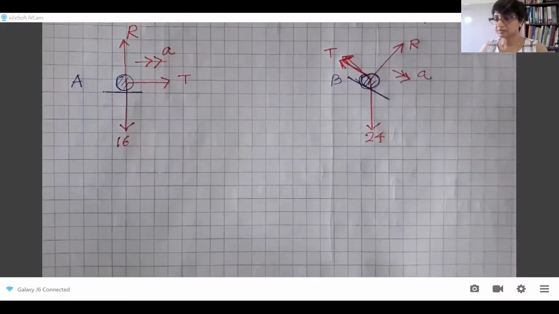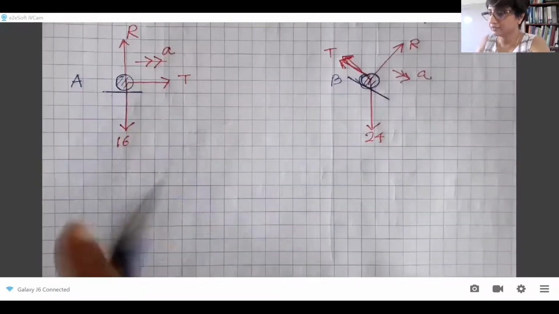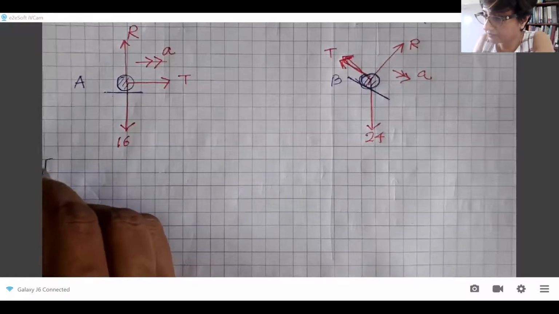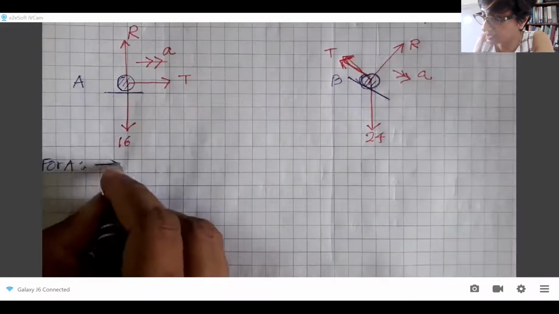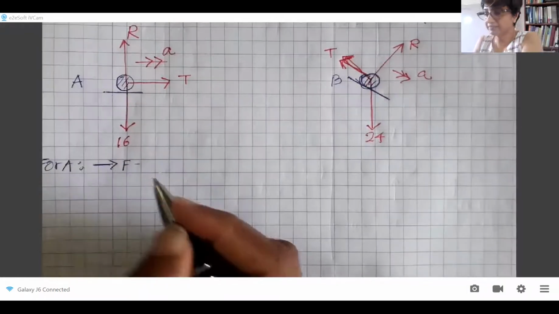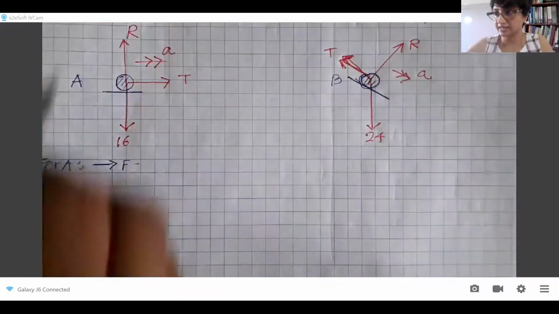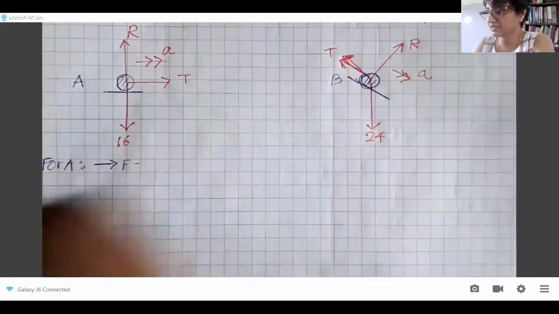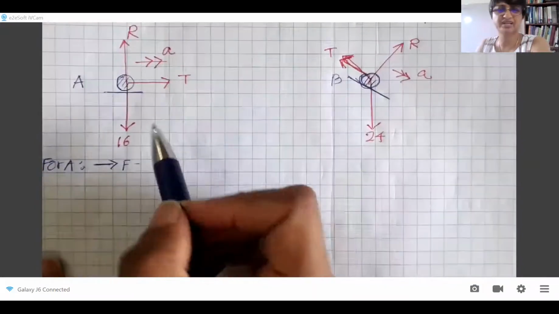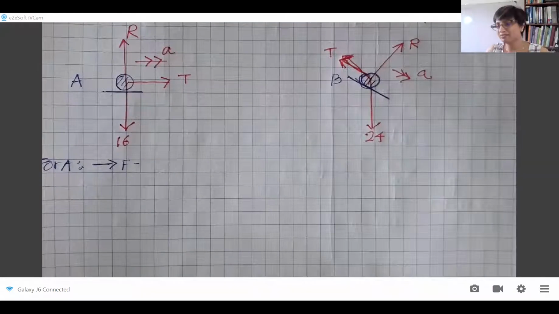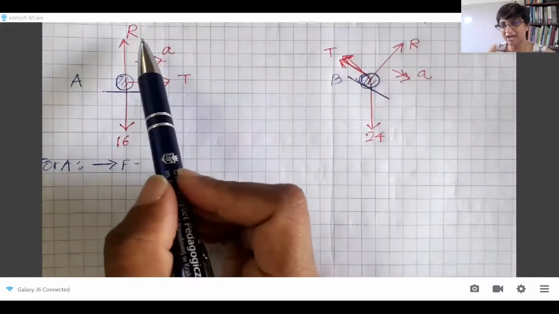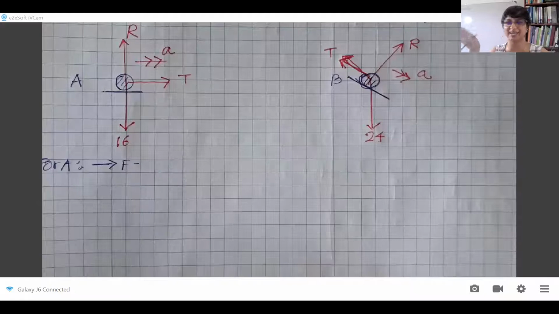Then for A, you apply F equals ma in this direction. Shall we apply the condition for equilibrium first? It's the same anyway. There is no friction, so we are not going to need R here. Now that's another thing to think about. We would need the value of R if there is friction happening here, because to calculate friction, you need R, mu R. Otherwise, we don't have to.